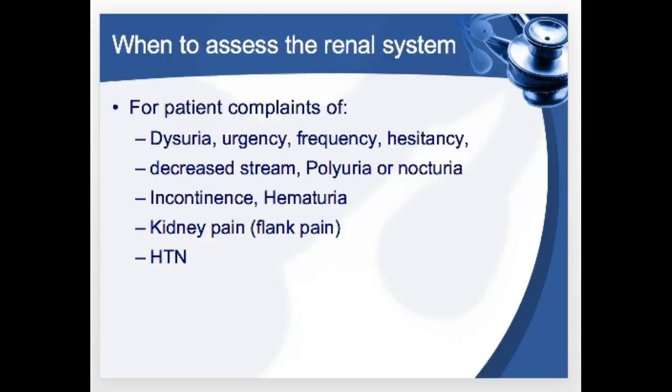So you assess the system when someone complains of urinary tract infection type symptoms, such as dysuria, urinary urgency, frequency, hesitancy. Men with benign prostatic hypertrophy might complain of decreased stream. They might complain of polyuria, nocturia, getting up multiple times at night to pee. Other reasons to assess are incontinence, blood in the urine, hematuria, and flank pain, so kidney pain. And also hypertension, such as renal artery stenosis, causing hypertension in a young, otherwise healthy person.